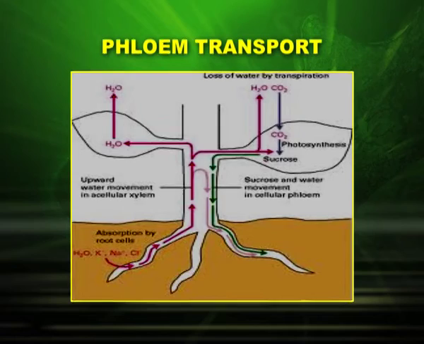The bidirectional movement in the plant body can be well explained in the following diagram. The diagram shows the water absorbed by the root hair is transported to the leaf, and the food is prepared in the leaf by the process of photosynthesis, in the form of starch. The starch gets converted into sucrose and is transported into the various storage parts of the plant body.